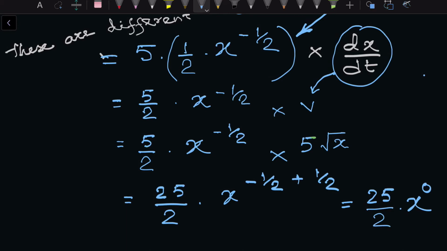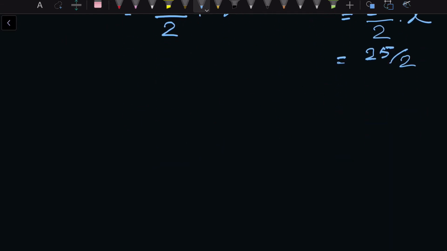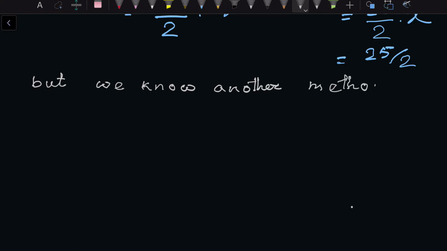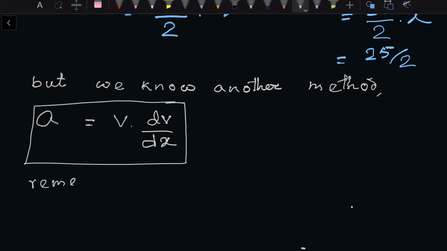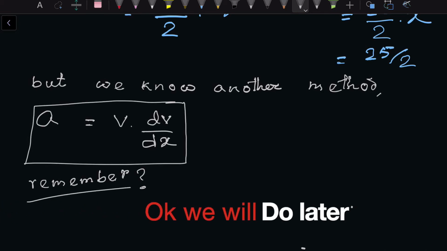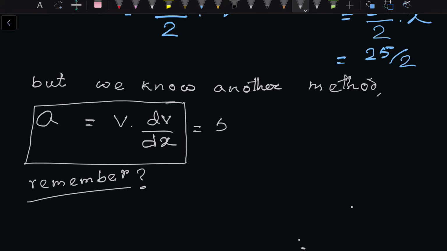So the answer is 25 by 2 x to the power 0, that is 25 by 2 only. But we know another formula or method of doing this. How? Acceleration equals v dv by dx. Do you remember this? We will see this later. So anyway, let's put the value.